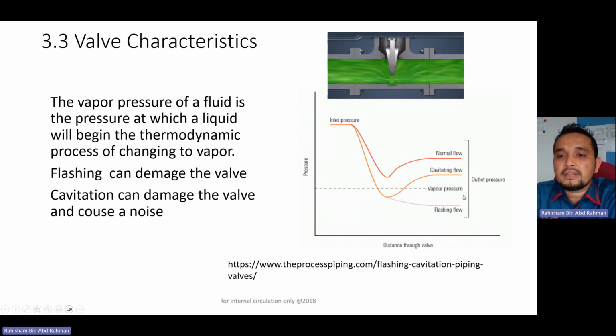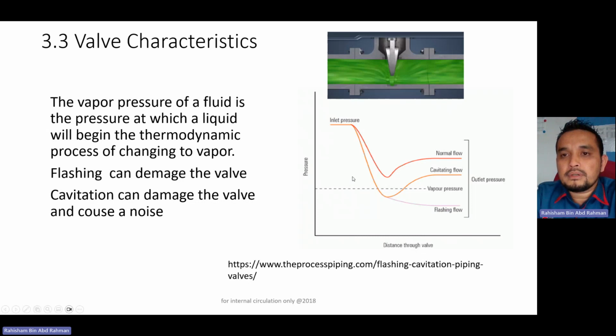First, you have to understand, draw a line of vapor pressure. So first, there will be a vapor pressure. When we identify the vapor pressure, there will be 3 conditions in which the fluid will flow at the downstream here. First, we classify as normal flow. The second is a cavitation flow. And the third one is the flashing flow. So what is the difference between all these?